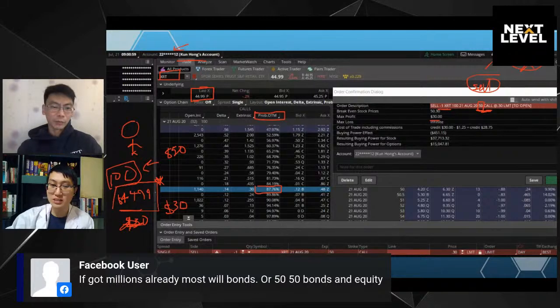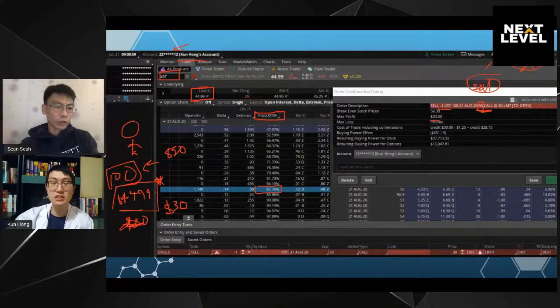If you already have millions, most will go for bonds. Not really. It depends on your own situation. But like Warren Buffett, he doesn't go a lot into bonds. His is billions, correct?